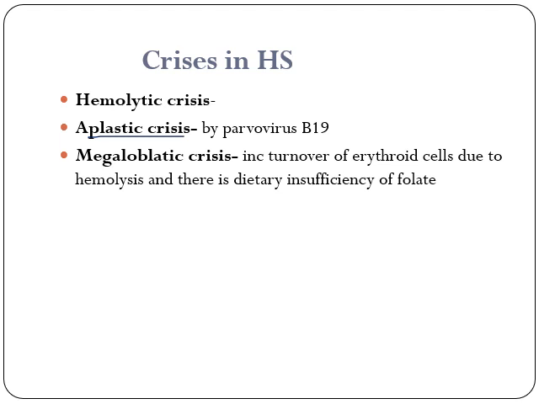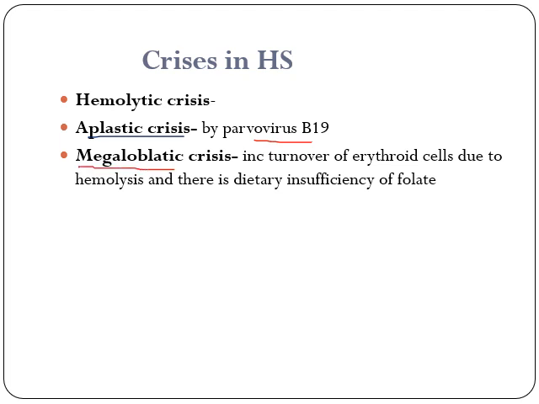This aplastic crisis is due to infection by parvovirus B19. Due to infection by this parvovirus B19, there is suppression of erythropoiesis and the patient comes to you with aplastic anemia. Aplastic means suppression of the bone marrow. In this, basically RBC production is suppressed.